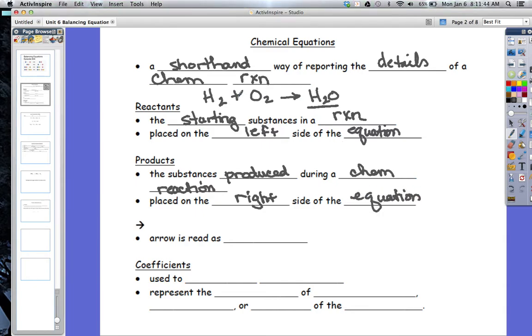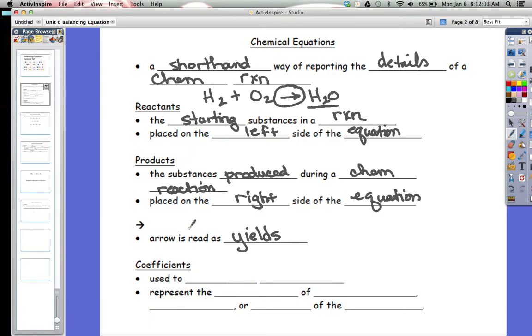Then if you look at this, we also have the arrow. The arrow is right here, and when you read a chemical reaction, you would say yields. So you would say H2 plus O2 yields H2O. And then we have the coefficients, and those are the big numbers in front of your elements and compounds, and these are what we use to balance the equation.